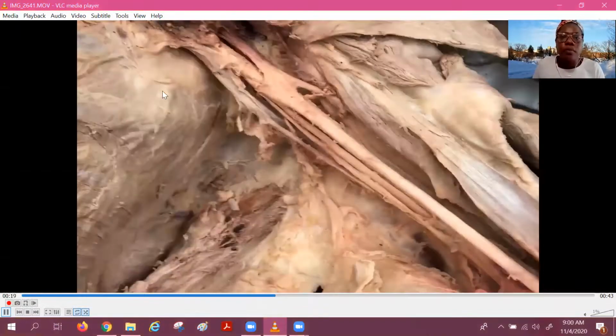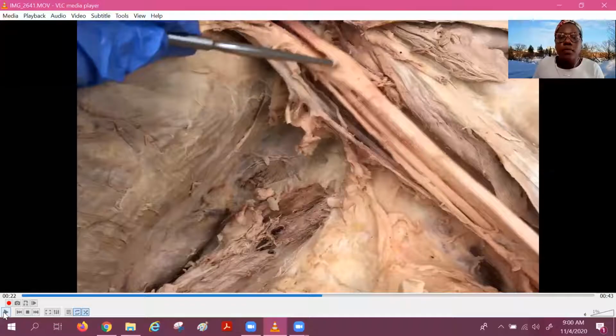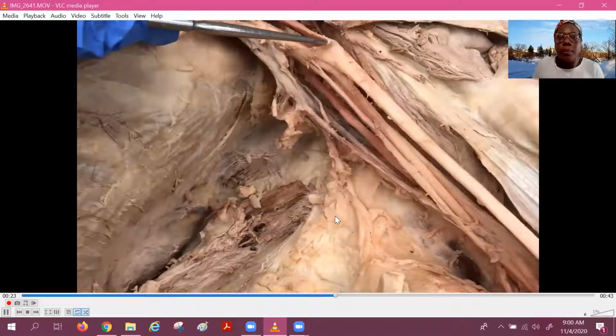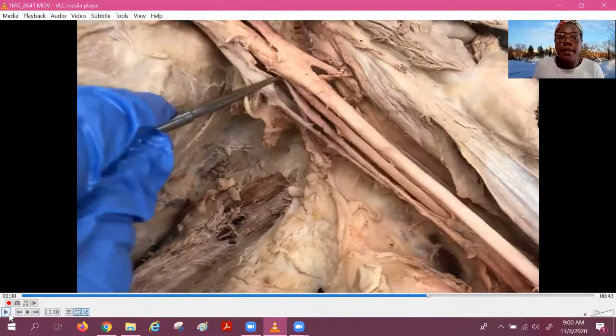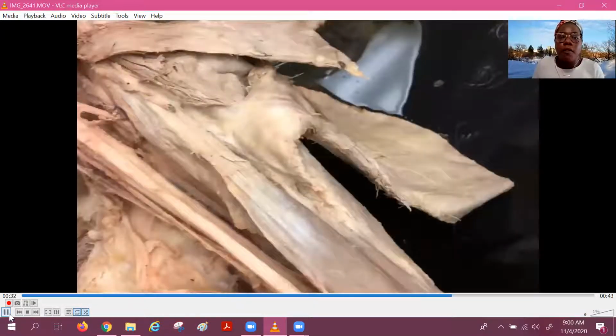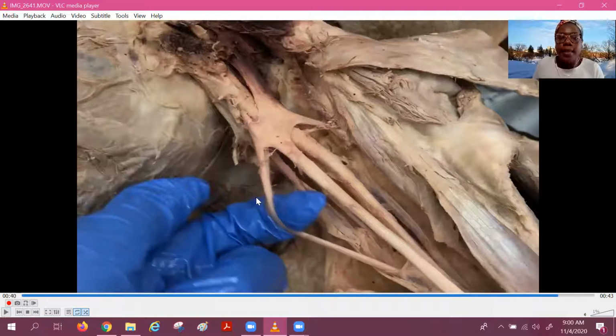I also want to point out the branches of the brachial plexus. As you can see here, I'm pointing out that M-like configuration that we see in the brachial plexus formed by these branches. There we go. So we can see that M-like configuration here, right?